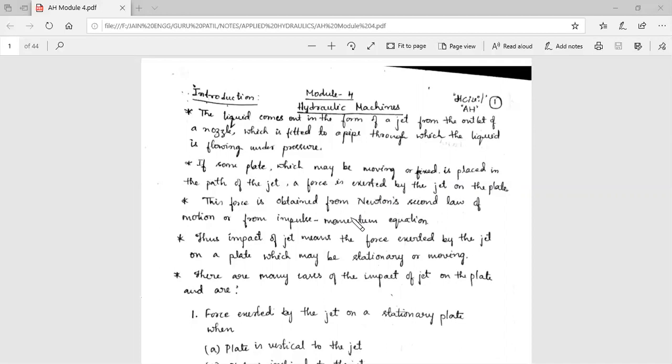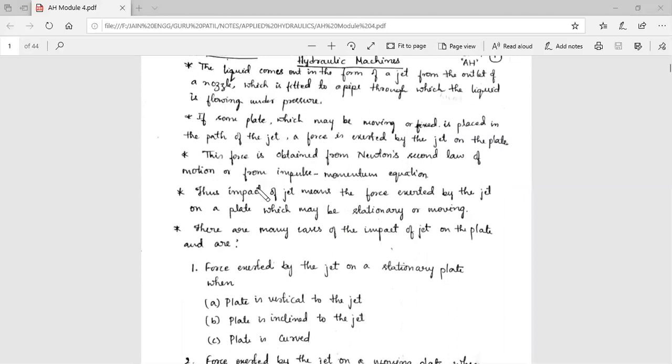The jet, the water that comes out with force, hits on a plate. So what will be that force? To find out that force, first we need to understand Newton's second law, that is the impulse momentum equation. You can see here this force is obtained from Newton's second law of motion, from the impulse momentum equation.